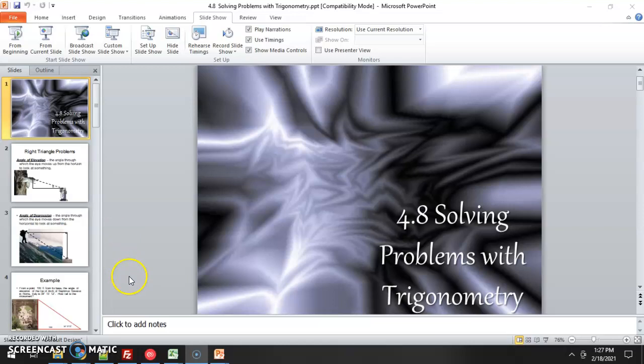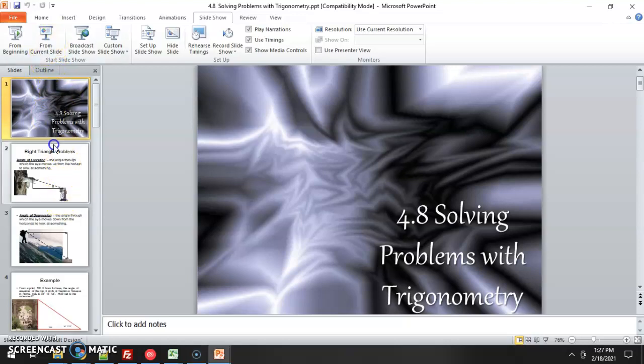Got some new exciting trigonometry stuff today. We're actually going to use all that trig stuff that we've learned to solve a few problems in this lesson. So, hope you got your notes, found them, take them out, and here we go. So, section 4.8, problems with trigonometry.